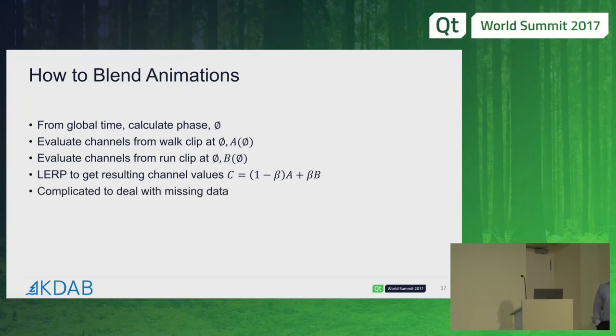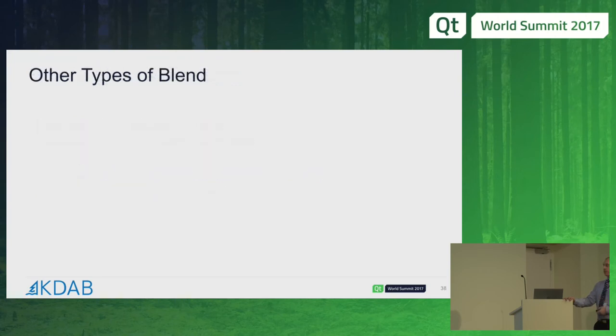It's also a bit complicated to deal with missing data. So in actual fact, when I was doing this, one of the clips didn't have an animation channel for the left hand. So when I was trying to debug this to start with, the left hand was actually appearing up by his elbow somewhere. And then as I blended to running, the left hand would move down his arm. So again, slightly freaky. But anyway, we've got the indexing all sorted out now, so you don't have to worry about that.